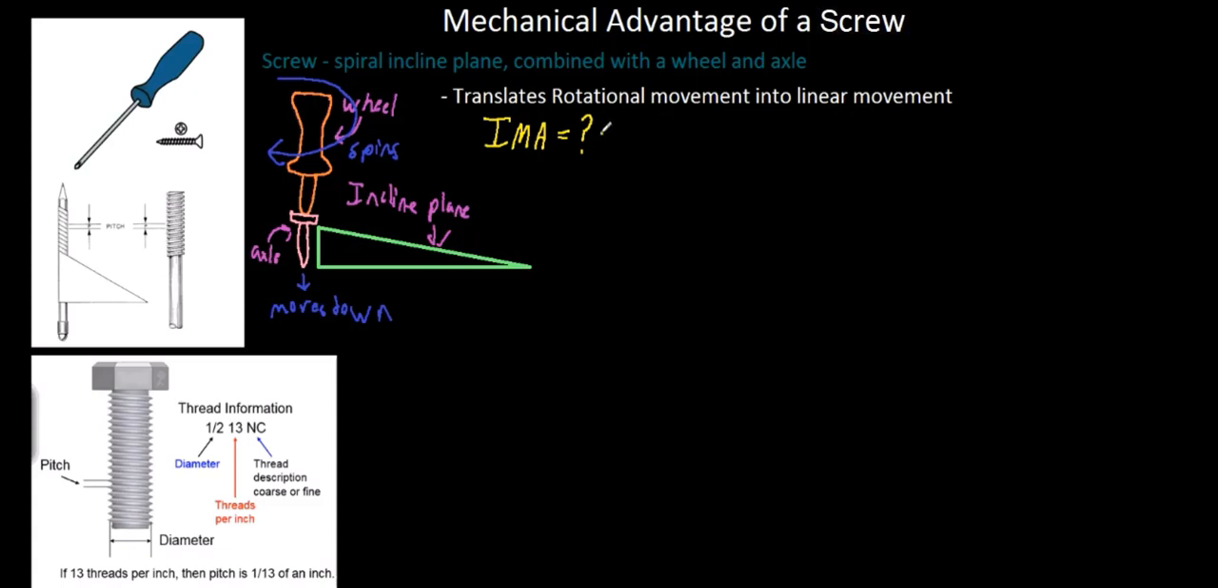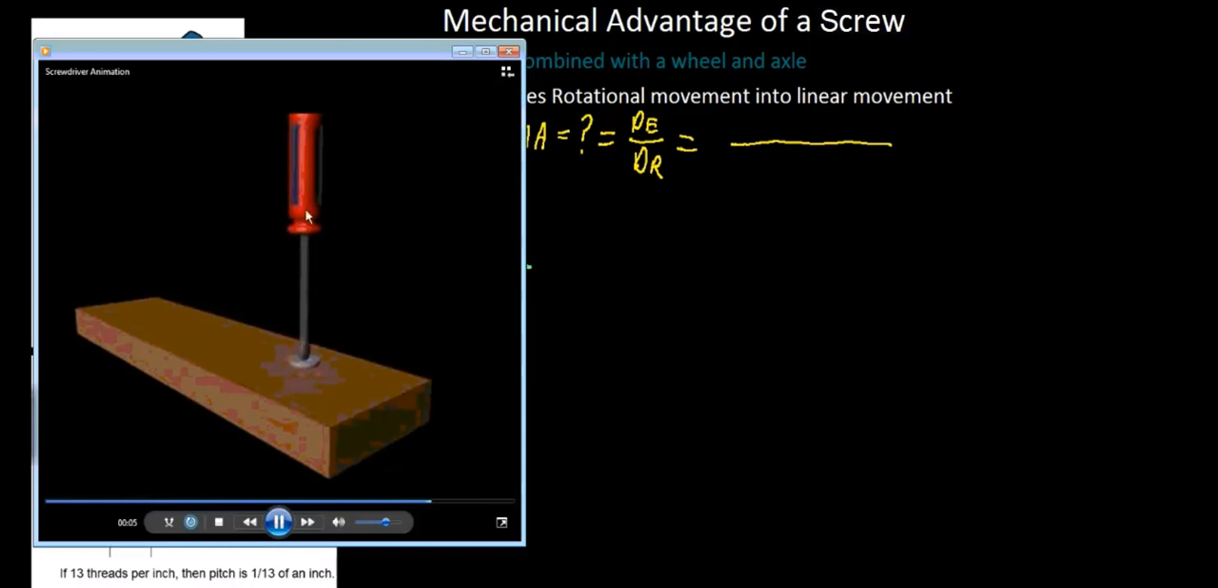So, we know IMA is still DE over DR. It hasn't changed. It hasn't stopped being this formula, DE over DR. But the question is, what is DE and what is DR in a screw, or in this type of simple machine? Well, to figure this out, we just literally have to define how far the effort is traveling and how far the resistance is traveling.